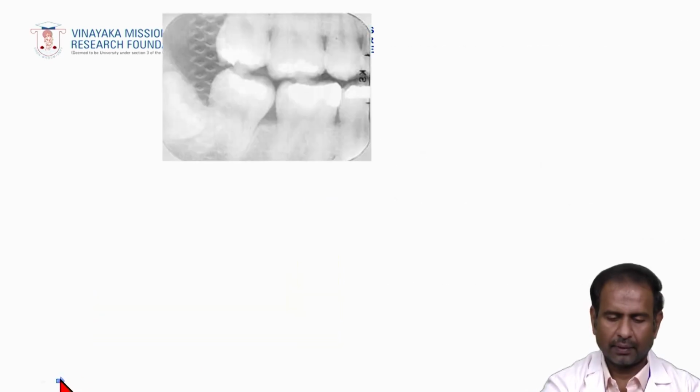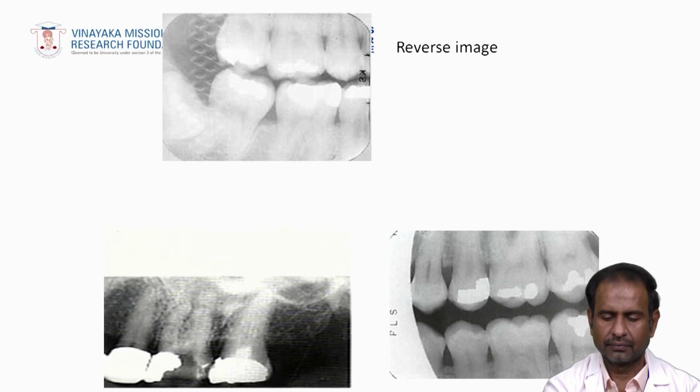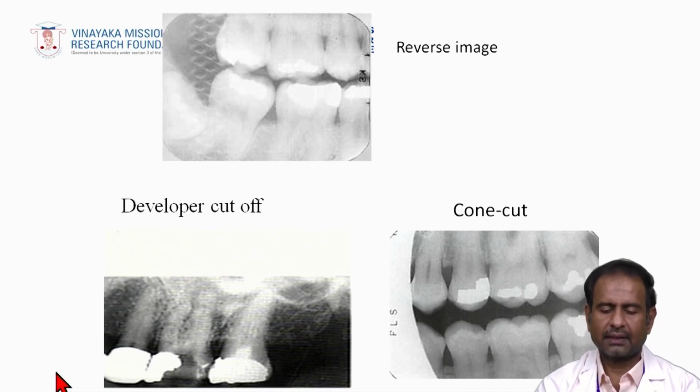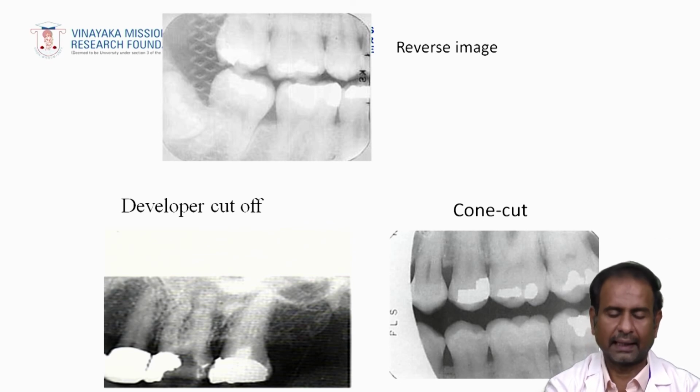The tire track appearance, the reverse image, we have already shown. These two pictures are very, very important. One is a horizontal black area, one is a round shaped black image. First is the developer cutoff. Developer cutoff is a straight line. Remember, cone cut is a curved line because the collimator shape is round. Okay, must know the difference.